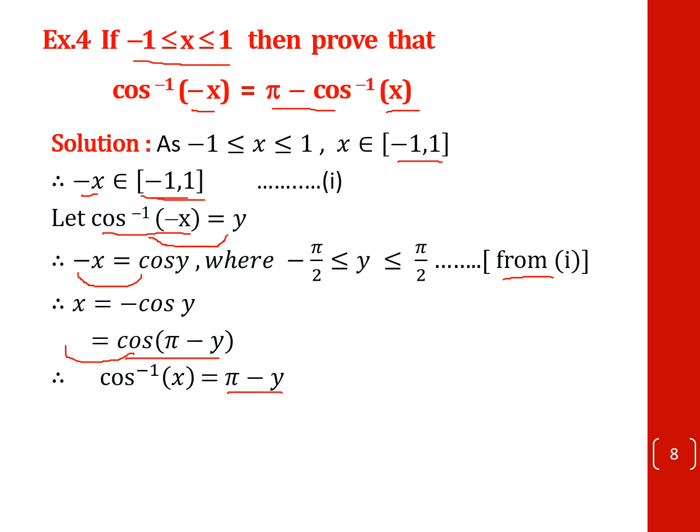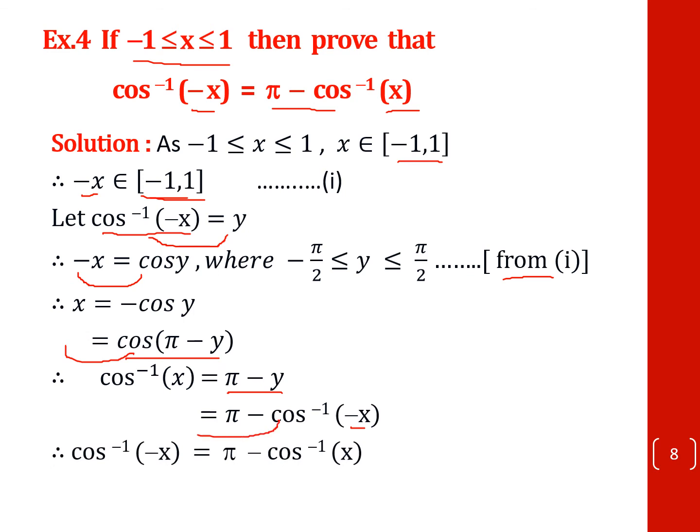Now what is our y, students? That y is nothing but cos inverse of minus x. So equal to pi minus cos inverse of minus x. So student, shifting this cos inverse of minus x to the left hand side and cos inverse of x to the right hand side, we have cos inverse of minus x equals pi minus cos inverse of x, hence proved.